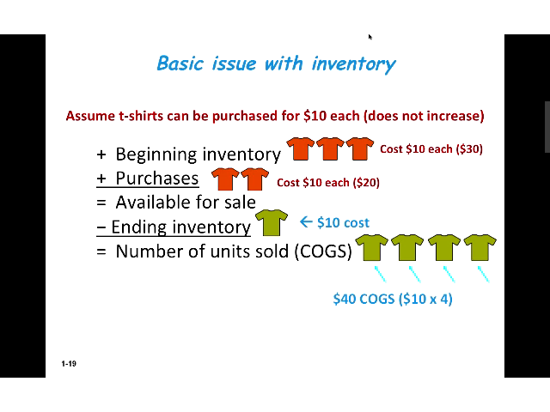Now, my ending inventory, I have 1 unit left. I value it at cost. Cost is $10. And my cost of goods sold is the $10 times the 4 units sold.